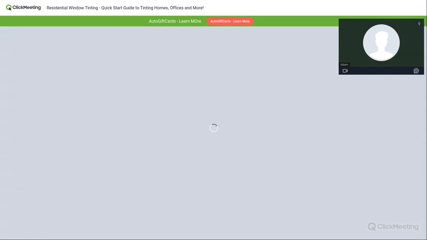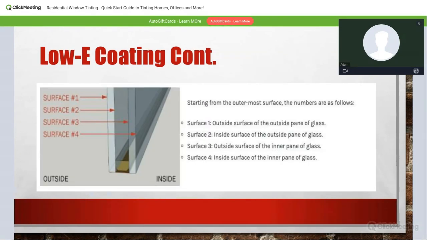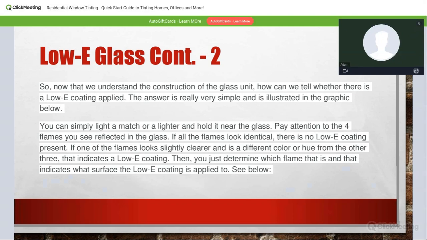But we're going to show you a quick way to determine if there is actually low E coating on those windows. Here's a quick picture of the inside and the outside of a window. There are 4 surfaces. Starting from the outermost surface, there's surface 1, 2, 3, and 4. This is a typical double pane window that we'll see with low E coating on it.